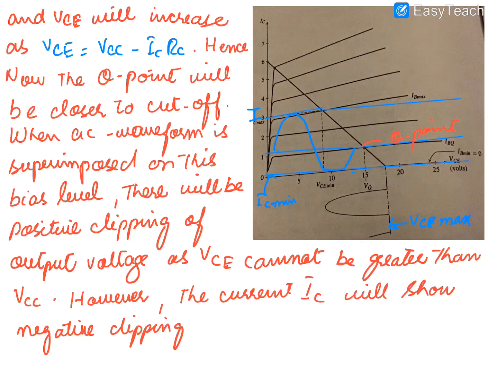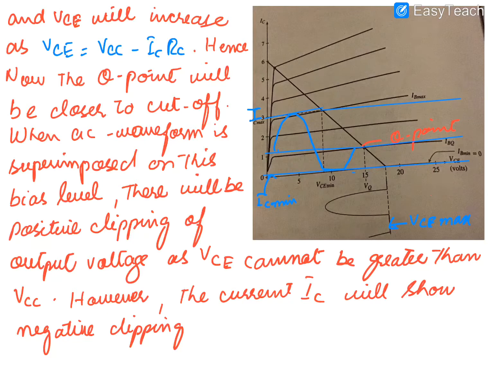So when an AC waveform is superimposed on this DC bias level, there will be a positive clipping in case of voltage and there will be a negative clipping in case of current. So as we have seen, by changing the value of RB, we have limited the value of output swing on the positive side in case of voltage, and we have limited the value of IC on the negative side because now the Q point is closer to the cutoff level.